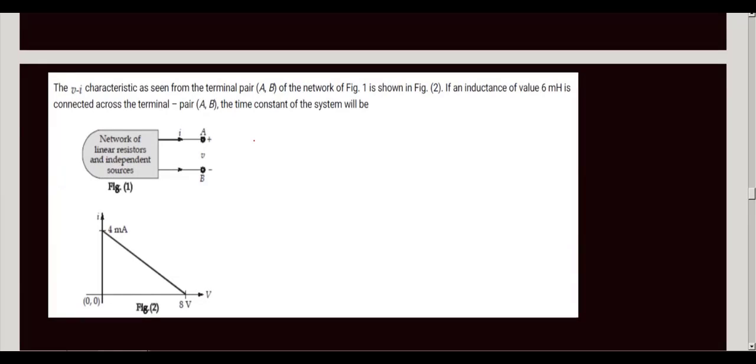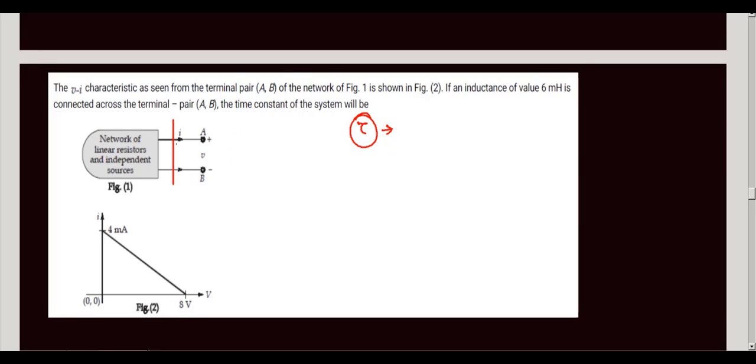Next question, very interesting question. The VI characteristics shown in the figure from terminal AB is given below. Inductance value 6 millihenries is given. What is the time constant of the system? Okay, so let's see here.